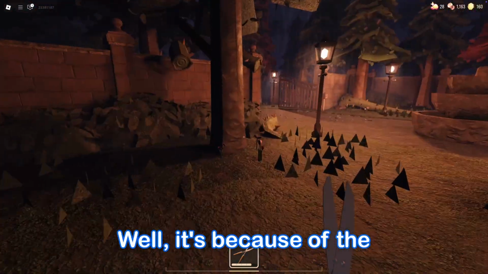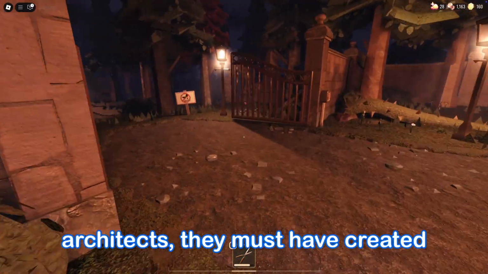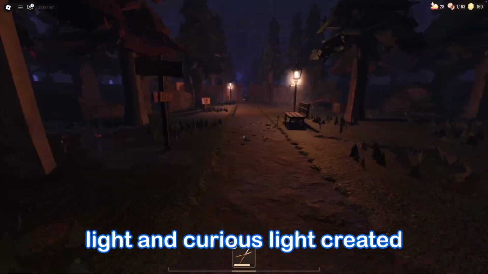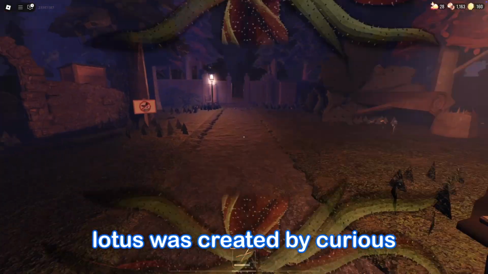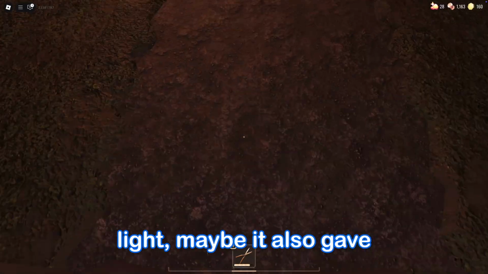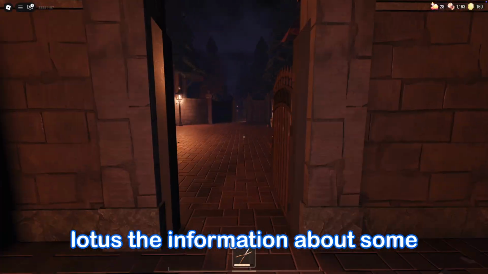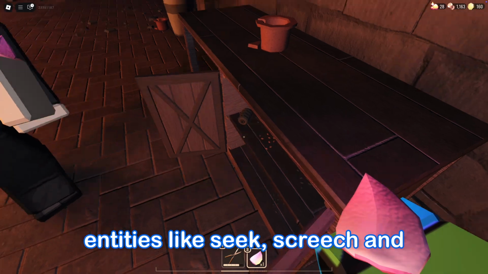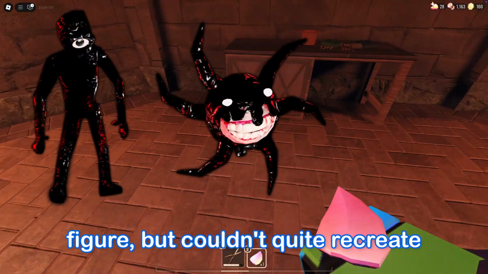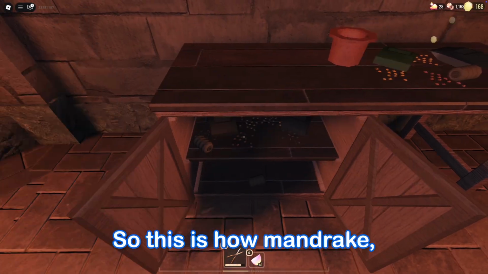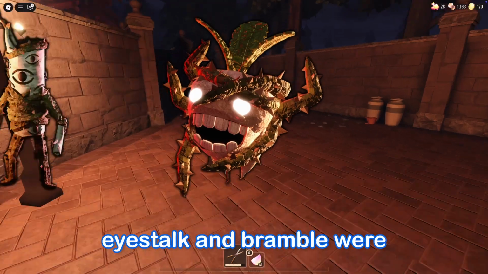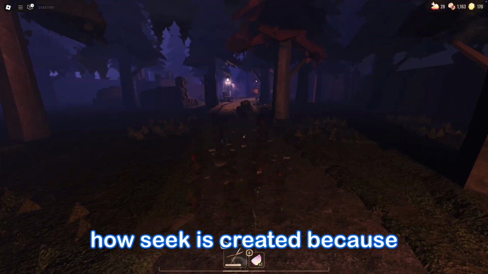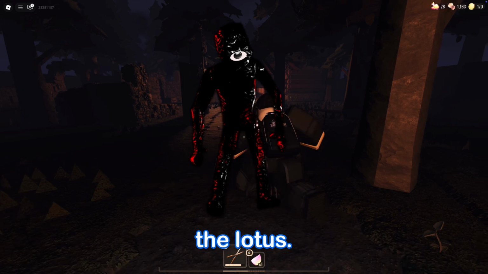Well, it's because of the architects. They must have created entities together, for example, Guiding Light and Curious Light created Figure. And given how the World Lotus was created by Curious Light, maybe it also gave Lotus the information about some entities. My second theory is that it might have seen certain entities like Seek, Screech, and Figure, but couldn't quite recreate them. So this is how Mandrake, Eyestalk, and Bramble were created. But Lotus knows for sure how Seek is created, because he is created to contain the Lotus.